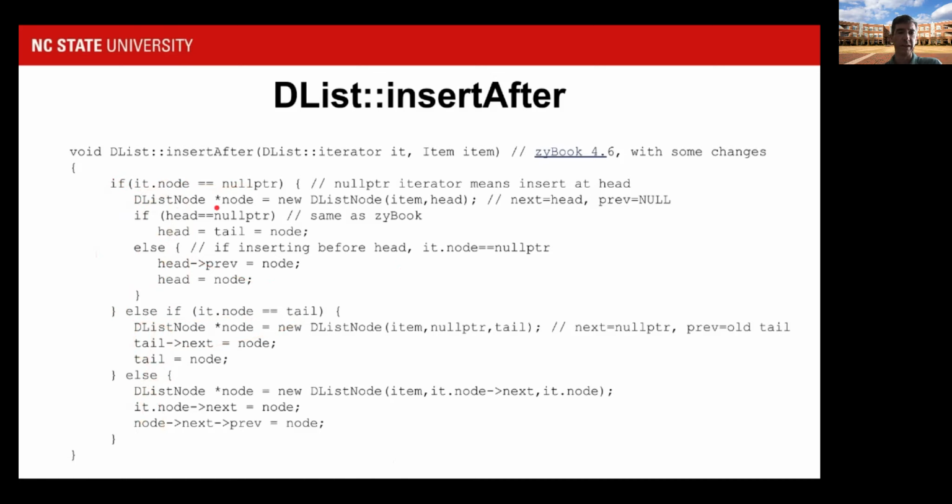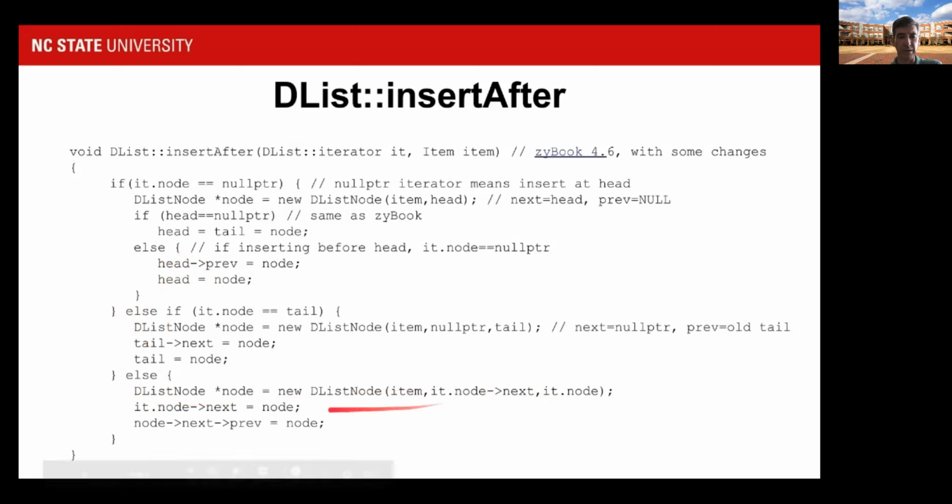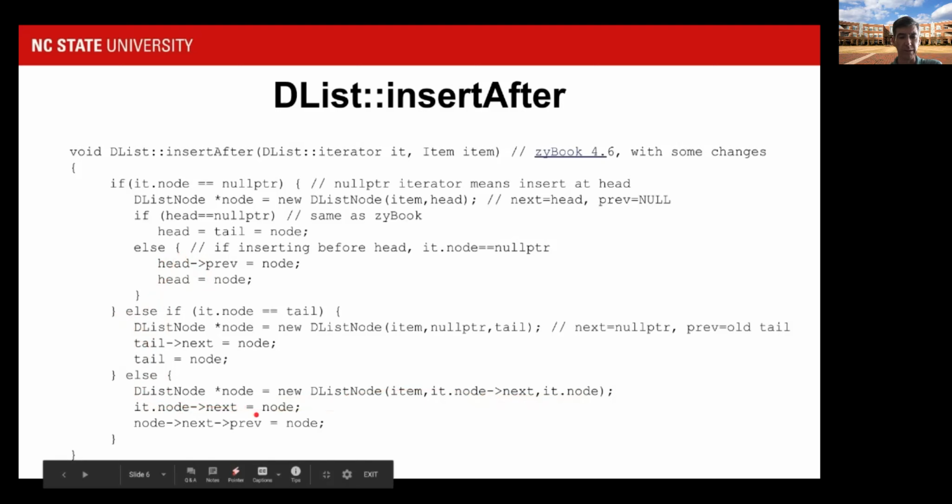Okay, so for inserting at the head, we have our two cases. We can either be inserting to an empty list, which is this first case, head is null pointer, or I'm just inserting at the beginning. And then here, right, if I'm inserting at the tail, then this code is equivalent to the append operation. And then finally, if I'm inserting at the middle, then I just need to allocate the new node and set up the links on either side of it to point to it.